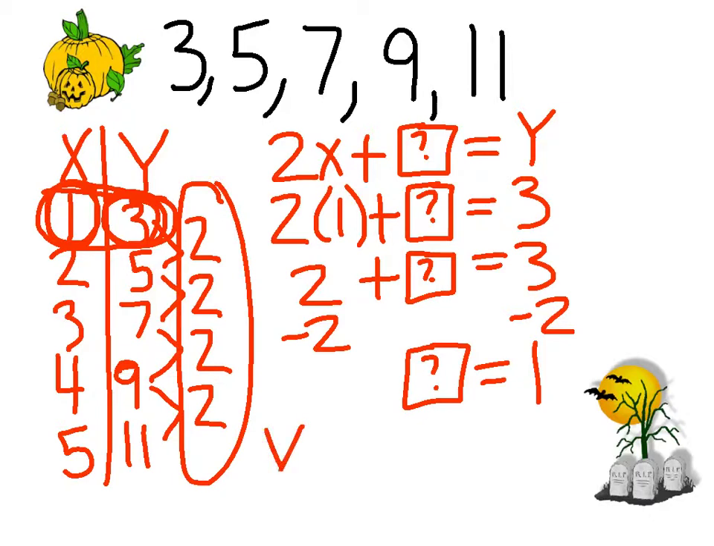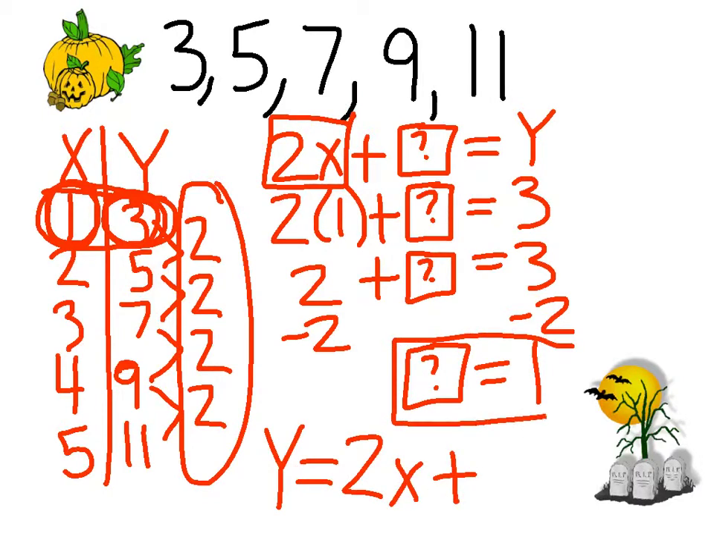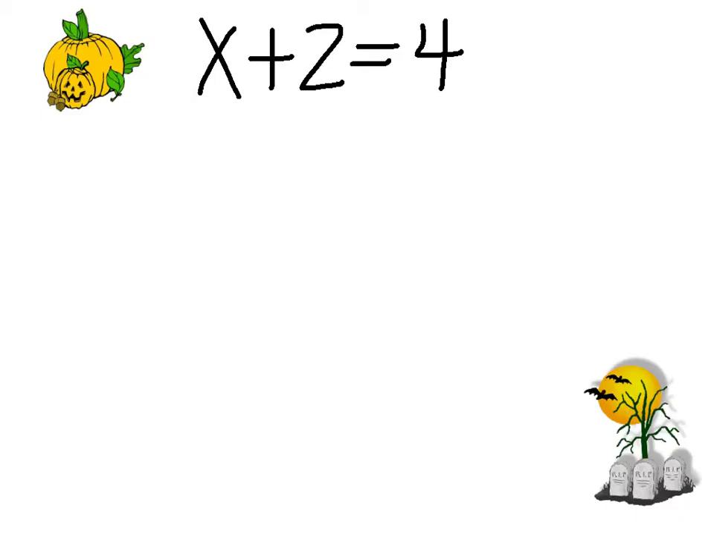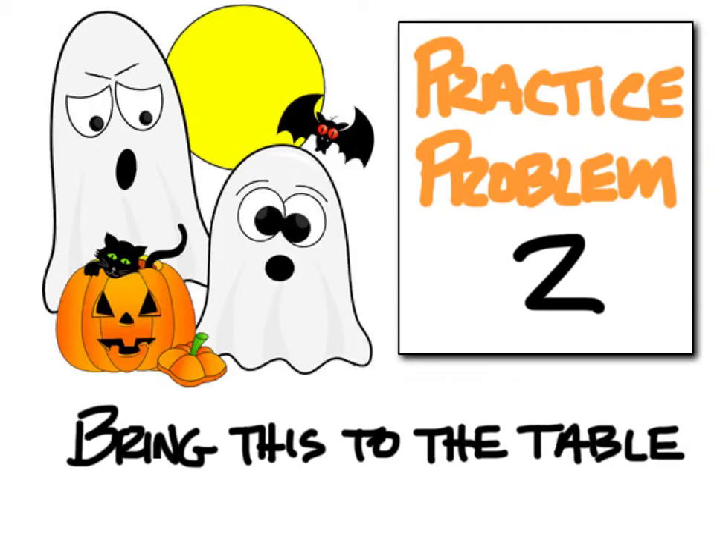Now we need to fill out our function. So we have y is equal to our 2x plus whatever our number was. And our number, we got 1. So your answer should be y is equal to 2x plus 1. Alright, your bonus. X should be equal to 2.